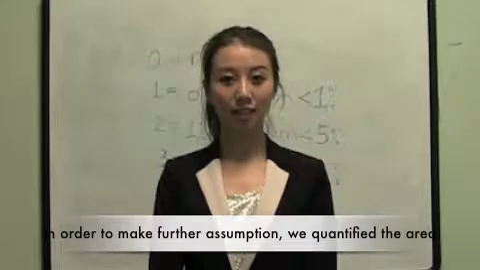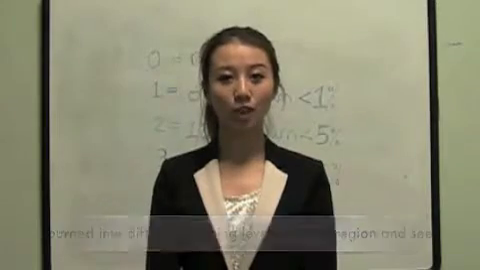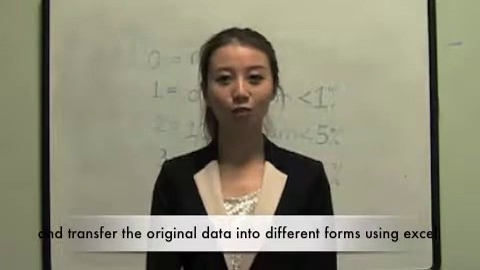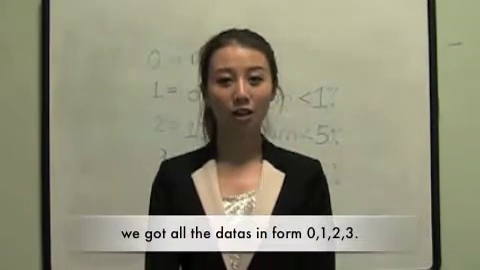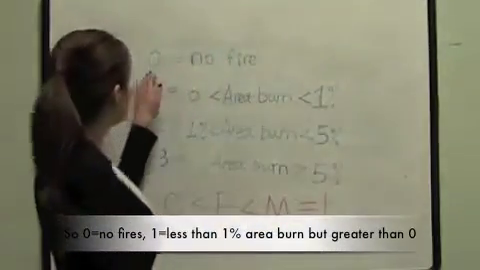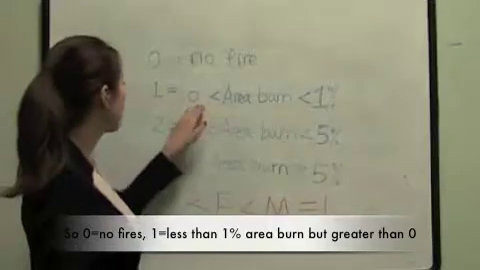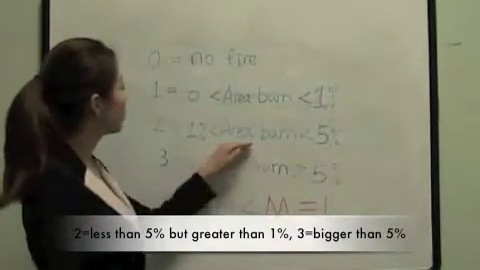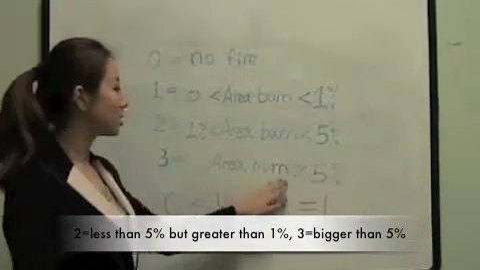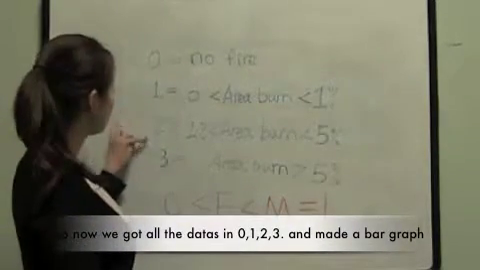In order to make further assumptions, we quantify the area burned into different burning levels in each region and see what it will look like. We then created some commands and transferred the original data into different forms using Excel. We got all the data in form 0, 1, 2, 3. Here, 0 is equal to no fire, 1 is equal to the area burned less than 1% and greater than 0, 2 is equal to the area burned less than 5% and greater than 1%, and 3 is equal to the area burned greater than 5%. So now we got all the data in 0, 1, 2, 3.